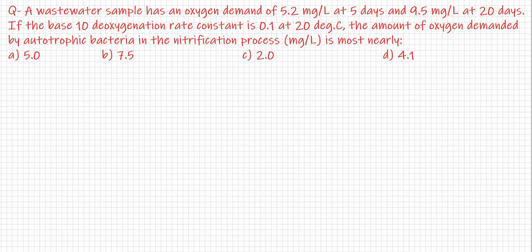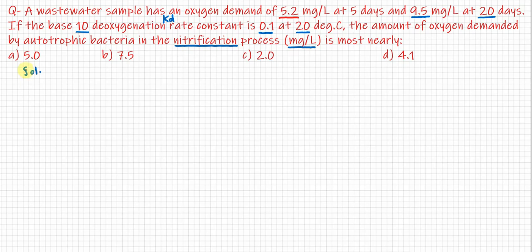Hello everybody, we have this question about biochemical oxygen demand. A wastewater sample has an oxygen demand of 5.2 milligram per liter at 5 days and 9.5 milligram per liter at 20 days. If the base 10 oxygenation rate constant is 0.1 at 20 degrees Celsius, and this is our KD value, or the deoxygenation rate constant, the amount of oxygen demanded by autotrophic bacteria in the nitrification process, milligram per liter, is most nearly.